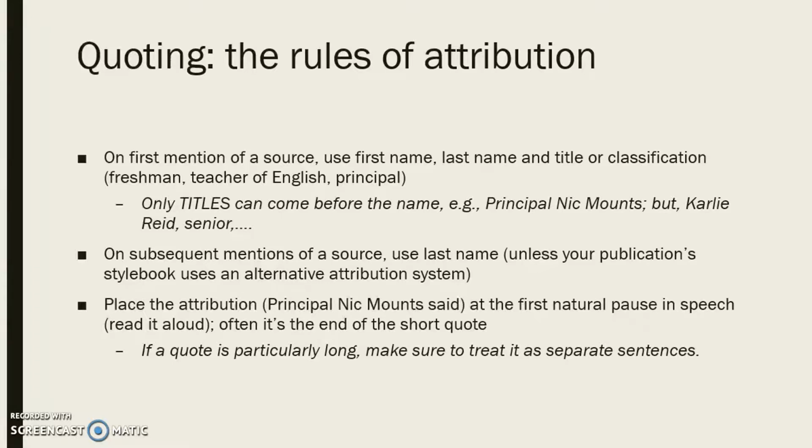On the first mention of a source, when you're quoting someone, use the first name, the last name, and then the title or classification. So freshman, teacher of English, principal, something like that. Now, only titles can come before the name. Now you're thinking, what about last year's book? Yes, last year's book we did something that was against AP style, but it was already in so many stories that we didn't go back and change it. But this year we're going to go back with the AP style.